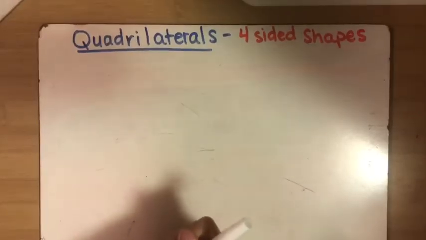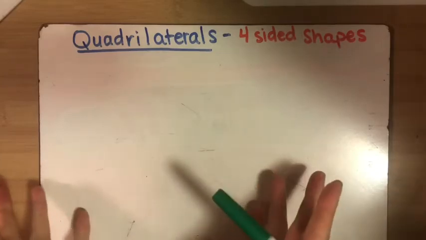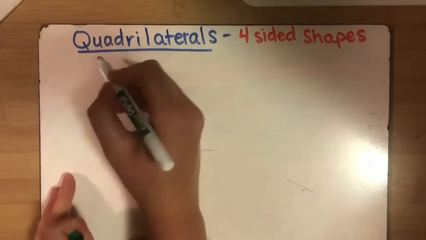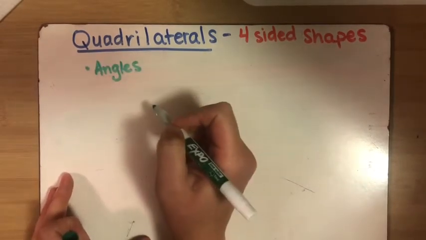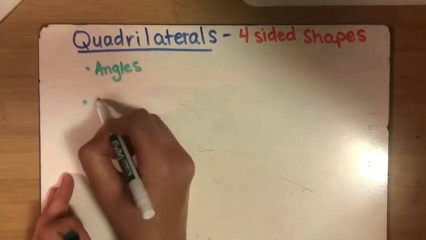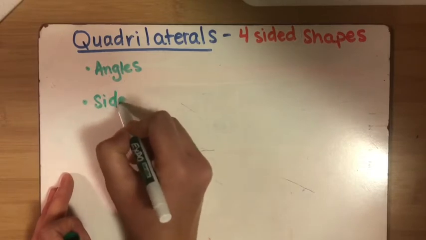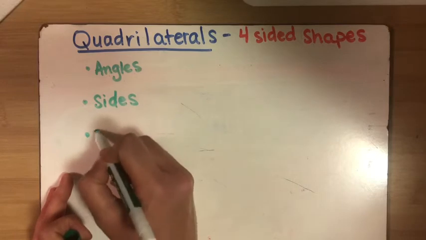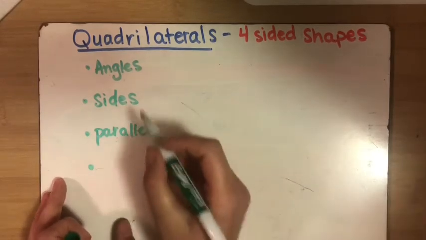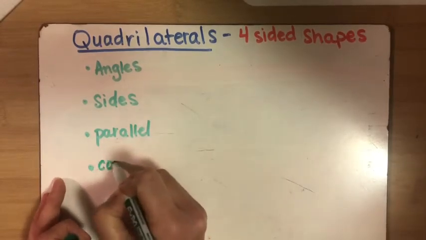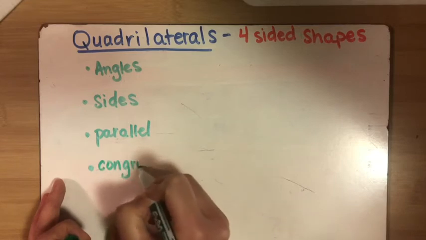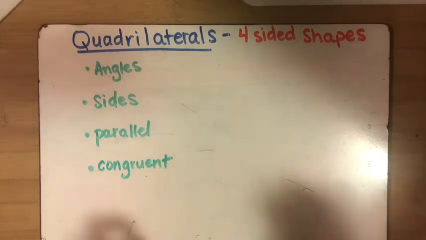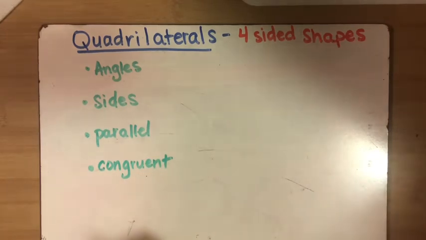The first thing we need to talk about is the qualities of shapes. So there's some different things. All shapes have angles, which we learned last week. All shapes have sides. And those sides can be parallel. And we also have this word called congruent. You might have heard some of these before, but we need to go over them, make sure everybody is on the same page and everybody remembers what these words mean.